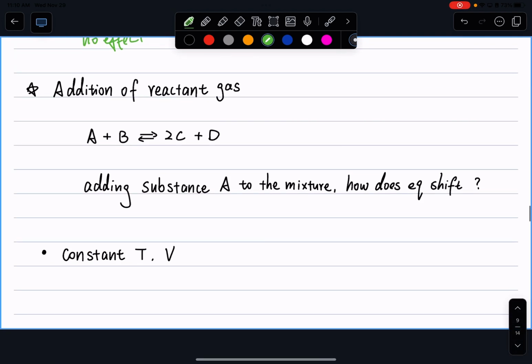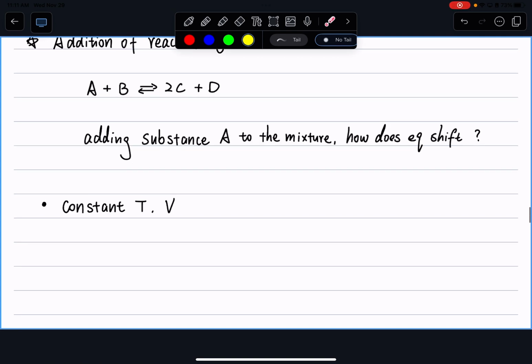And the next topic is a little bit more complicated. We're getting to the Le Chatelier principle, but in a more thorough way, to re-emphasize the Le Chatelier principle different from GenChem. In this part, we're talking about addition of reactant gas or product gas. Imagine you have a reaction between A and B that's in equilibrium with 2C and D. Adding substrate A to this mixture, how does my equilibrium shift? The GenChem version of the Le Chatelier principle: at constant T, you have your Kp unchanged.